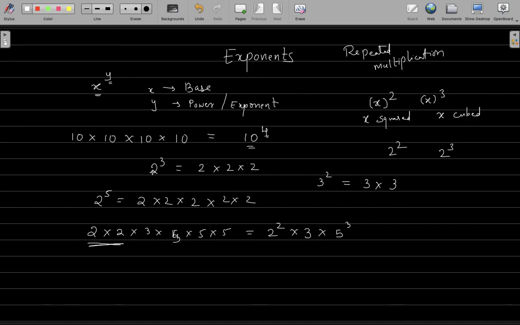So exponents are nothing but repeated multiplication, and whenever you have any repeated multiplication, you express this in the form of this exponential notation with a base and a power, and you read it as x raised to the power y or x power y.